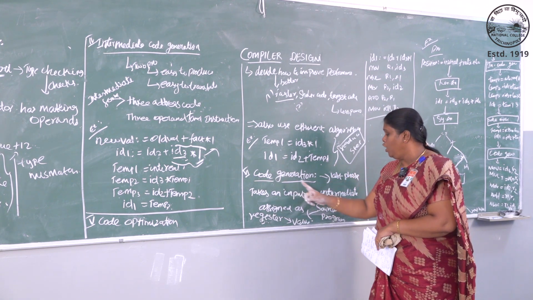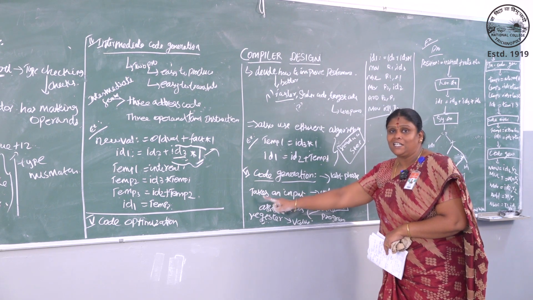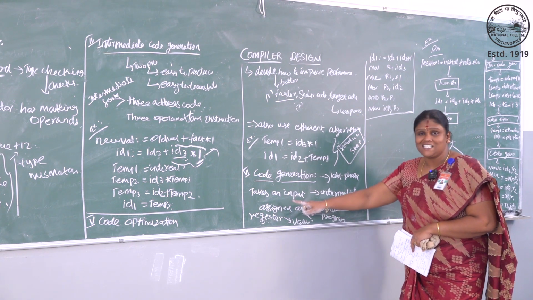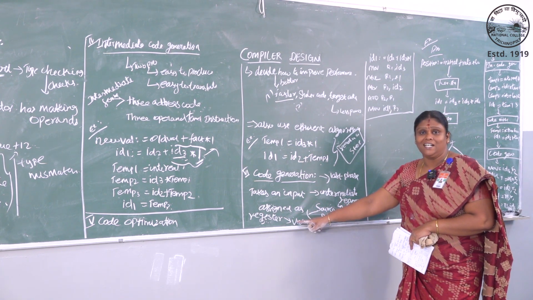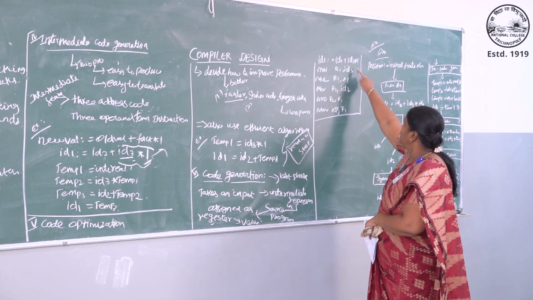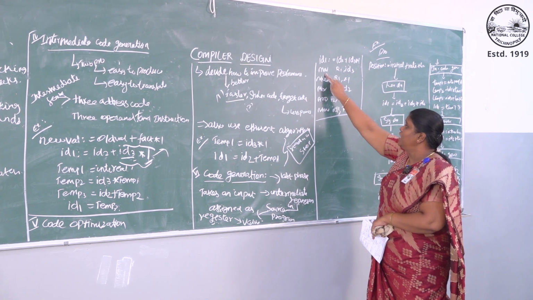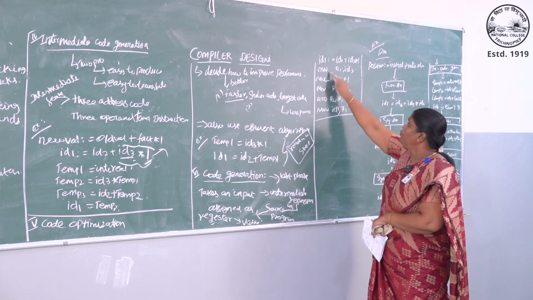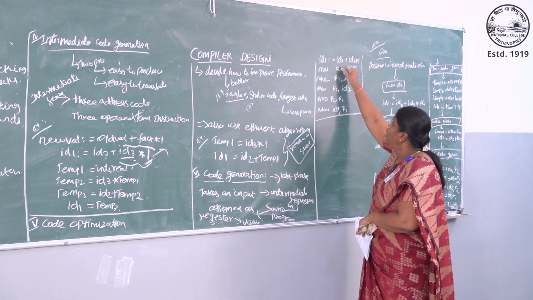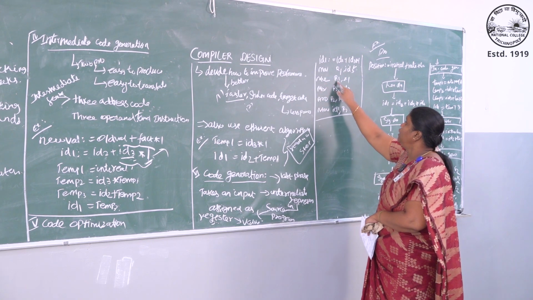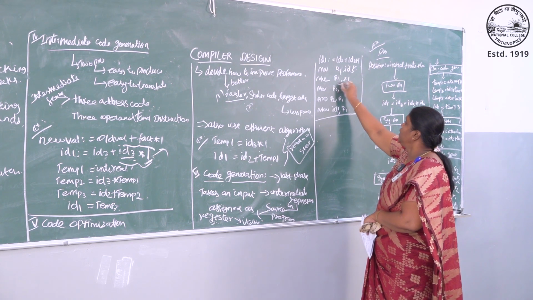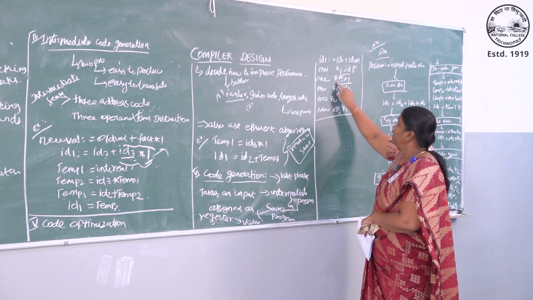The next phase is code generation. Code generation takes the intermediate representation of the source program as input. In this we assign registers, and each register contains a value. For example, ID1 equal to ID2 plus ID3 star 1. Move R1 comma ID3 means the value of ID3 is moved to the R1 register. Next, multiply R1 comma 1: the result is stored in R1.